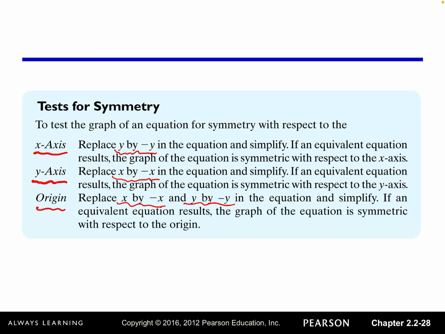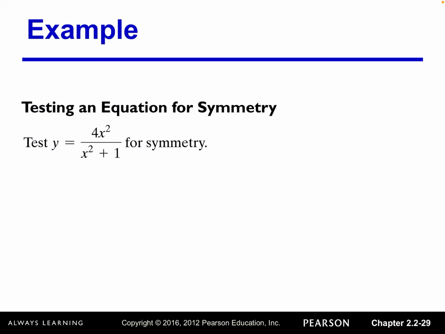It sounds pretty confusing, okay? They're all based on the symmetry property. So let's look at an example. Hopefully that will help you understand it better. Testing an equation for symmetry: the given equation is y equals 4x squared divided by x squared plus 1. That's the given equation.